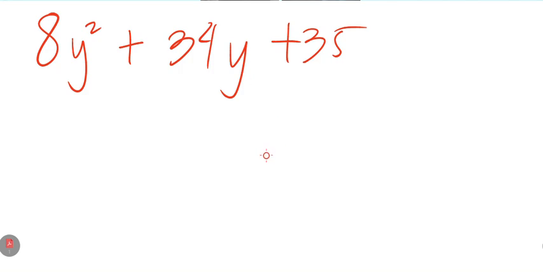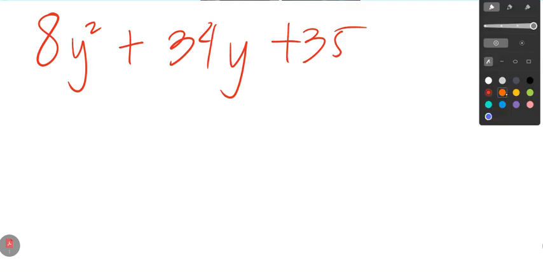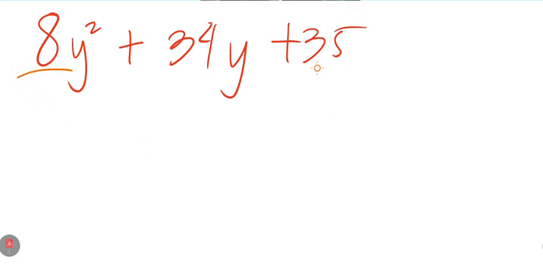All right, so we are now here for the other parts of the factoring out solution series down here. So we have 8y squared plus 34y plus 35. So let's go try to factor out this one. Now let's try to look out for the numbers. We have the 8 and 35.